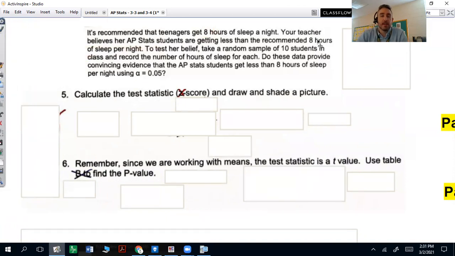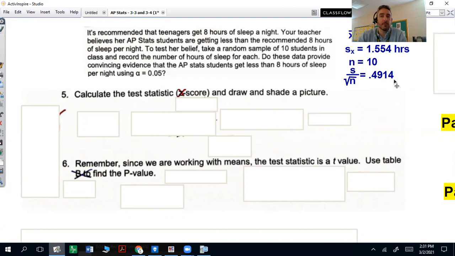Okay, so we've done identifying the hypotheses and the parameter. We have talked about the conditions. So let's go ahead and run the test. Here are your data points again. Now I added the standard error, 0.4914. Remember that our test statistic is what we're trying to find. In this case, it's not z, it's t. In proportions, we use the z-score. Well, we modify that with a t-score.